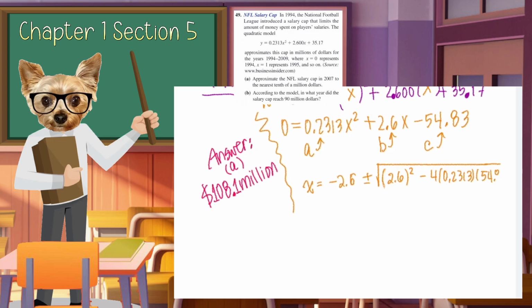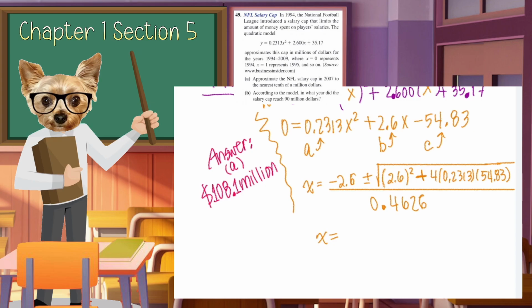I'm writing positive 54.83, but it's negative, so I'm going to change my minus sign here to a plus sign to make up for that. All over 2A, which is 0.4626. Now, if you plug this all into your calculator, just carefully plug it all in. I'm not going to break it down on the screen right now, but that should give you the answer.